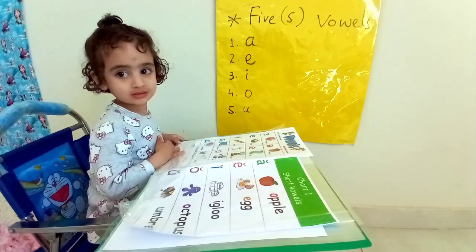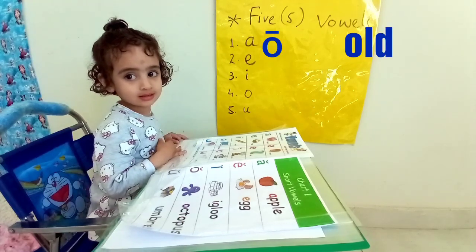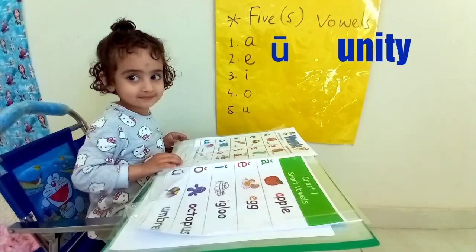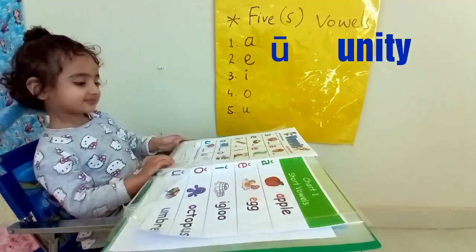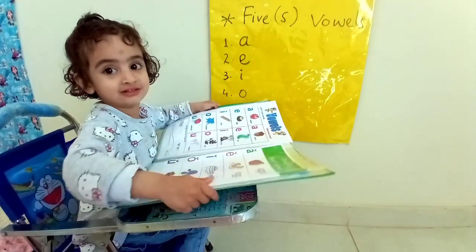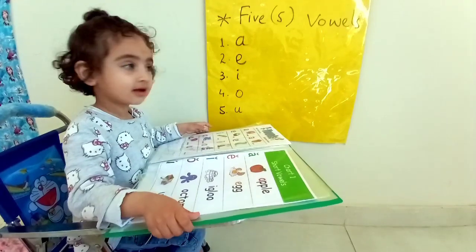O, old. O, off. U, unity. U, umbrella. How many vowels do we have? 5. Okay, now tell me the vowels.